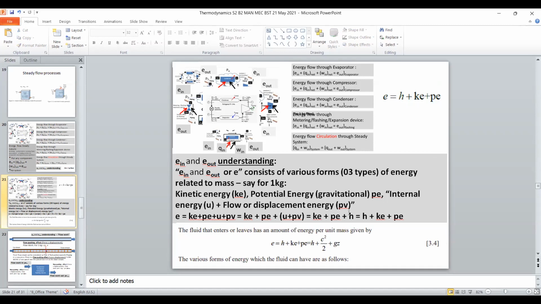But other than kinetic and potential, there is internal energy U plus flow or displacement energy PV. So E is kinetic energy, potential energy, internal energy plus the flow or displacement energy. So U plus PV is H. So Ke plus Pe plus H, or H plus Ke plus Pe is E. Okay.